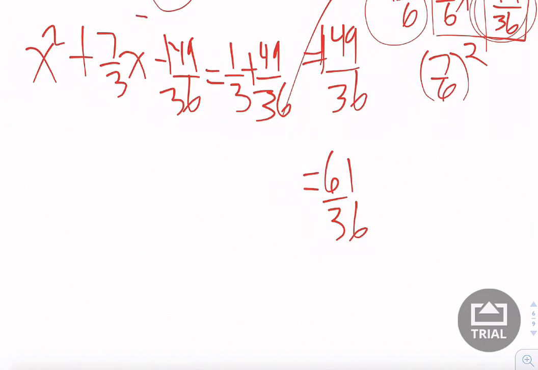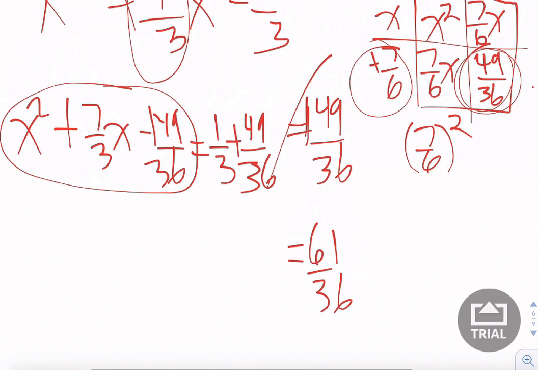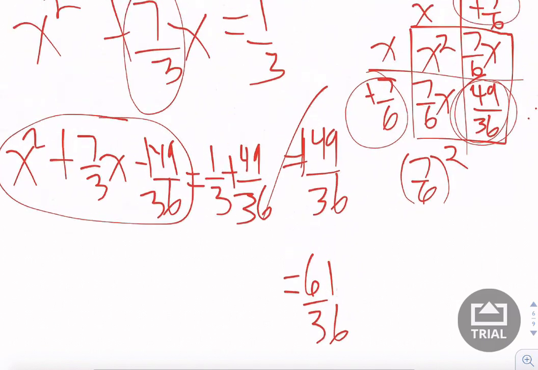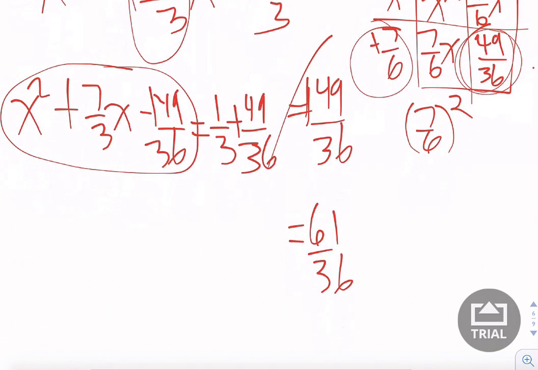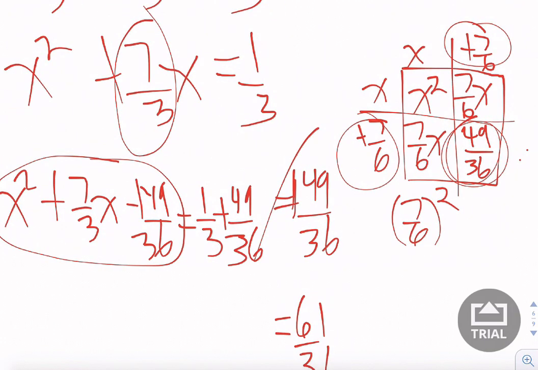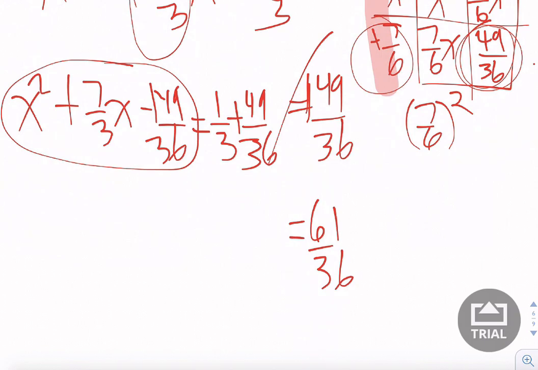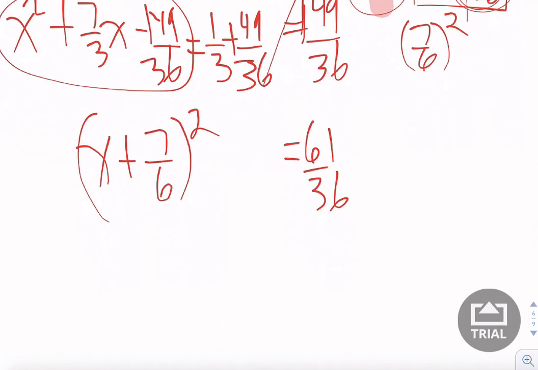And on this side, I can now write that as a perfect square. Well, the perfect square is going to be x plus 7 over 6 squared, right? Because you can see, got that by that. That's length by width. So I'm going to have x plus 7 over 6 squared is going to equal 61 over 36.